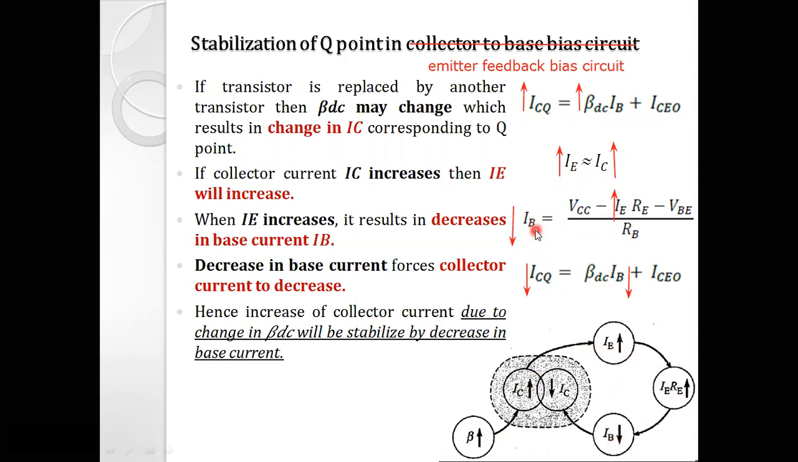And when IB reduces, then because of this relationship, IC reduces. So here you can see that the net change in the collector current due to change in the beta because of replacement of the transistor in emitter feedback bias circuit is 0. That means emitter feedback bias circuit provides the stability of operating point even though you replace the transistor, right? So this biasing circuit is effective as far as the stability of operating point is concerned.